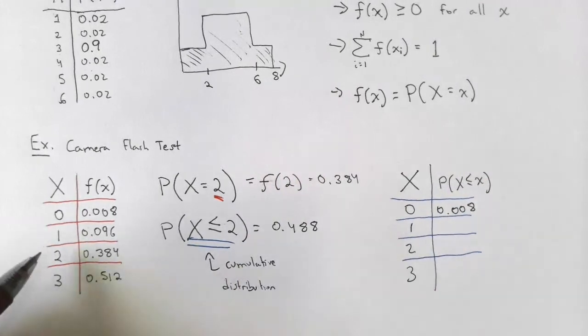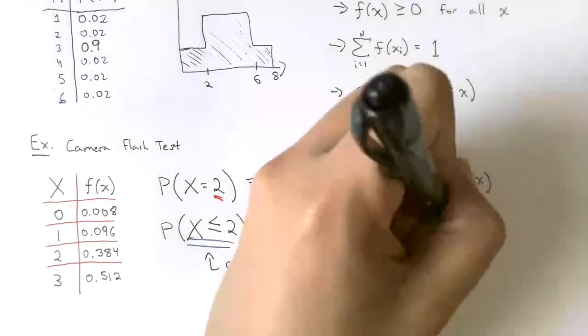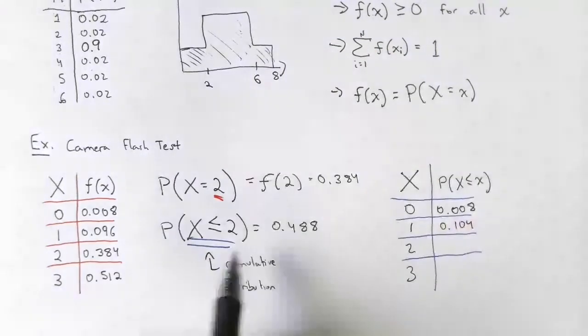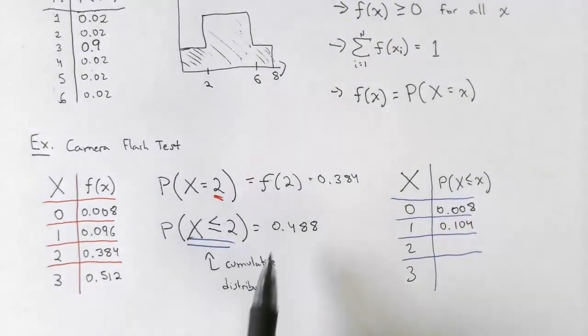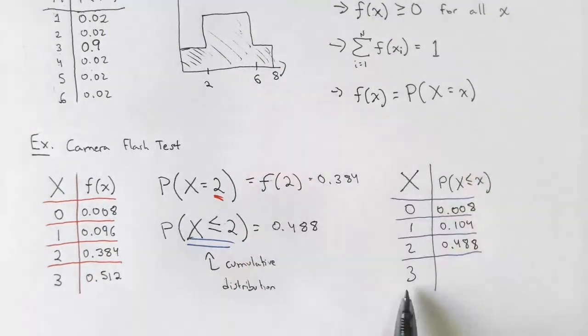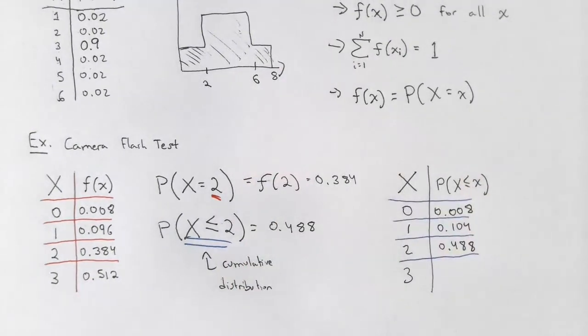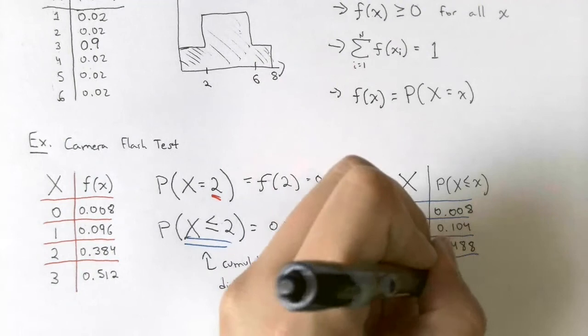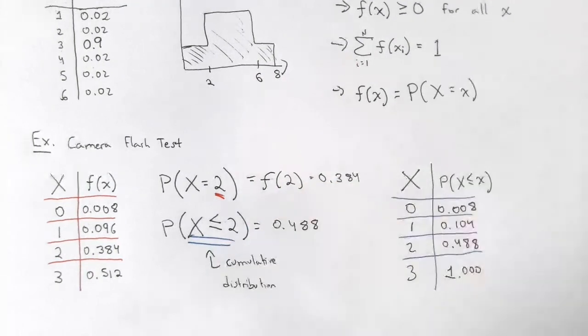Now, what's the probability that a camera test passes up to 1 test? Well, we know that a camera flash can pass no test, or it can pass 1 test. So what's that probability? And we know the probability that the camera test passes up to 2 tests is 0.488. And what's the probability that my camera flash passes up to 3 tests? 1, correct. Now that should give you a clue here, right?